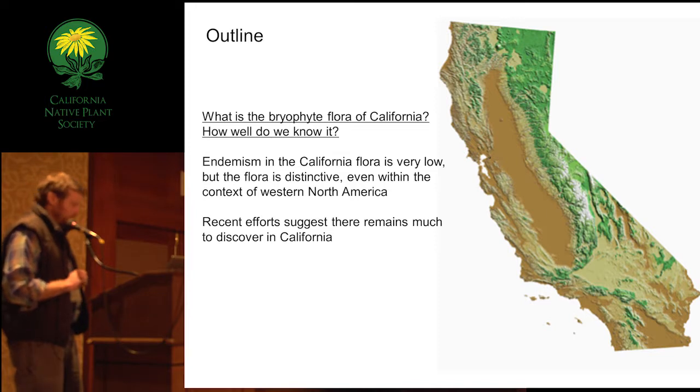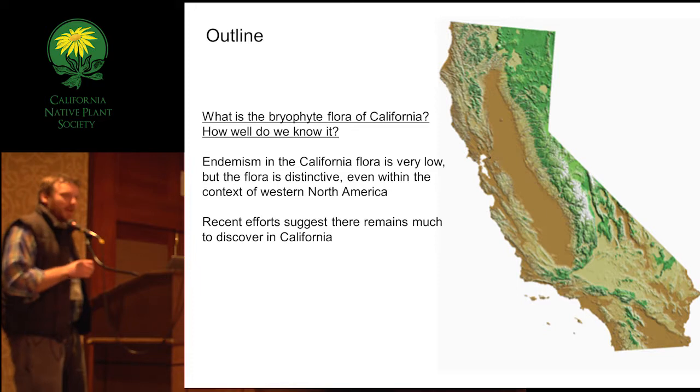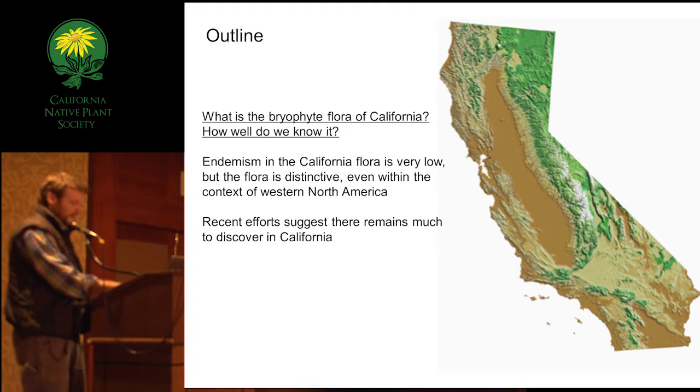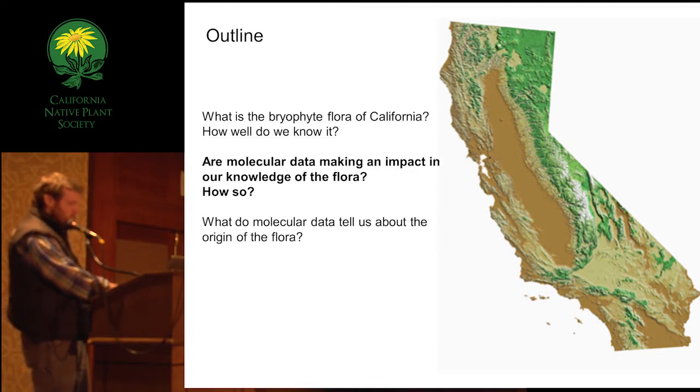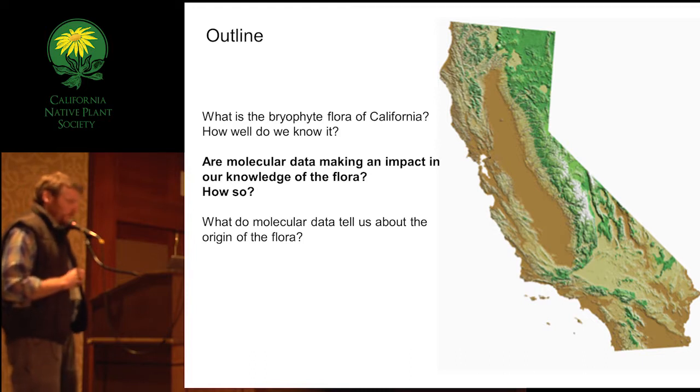So just briefly to summarize that first part: endemism is really low in California and in North America in general, but our flora is really distinctive. We do have endemic species, and we have a lot of West Coast endemics that are primarily Californian species. And really importantly, a lot of the recent work shows that we have a lot to do. That curve is not even close to tipping over. So this is a really exciting time to get involved in bryology. The second point in my three-point outline, out of that discovery: what's the impact of molecular data?